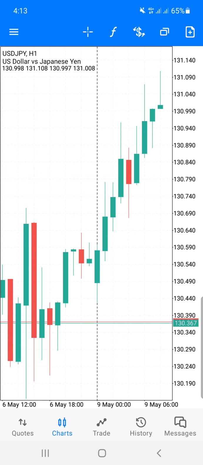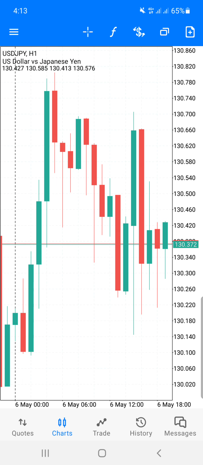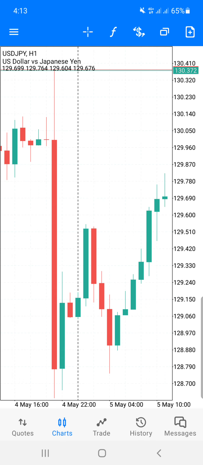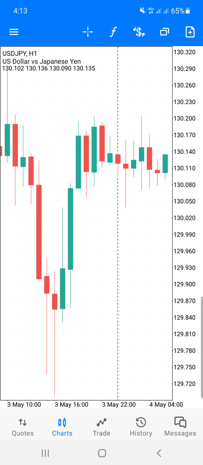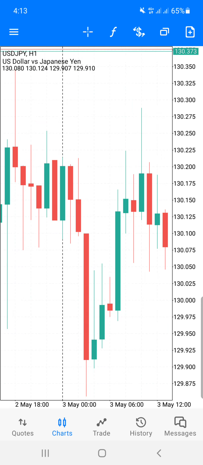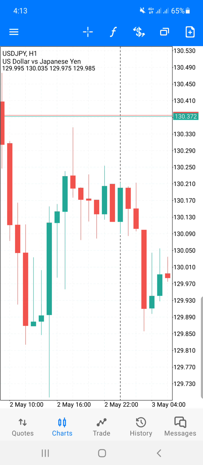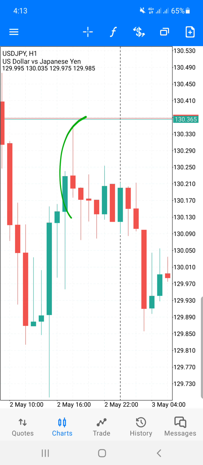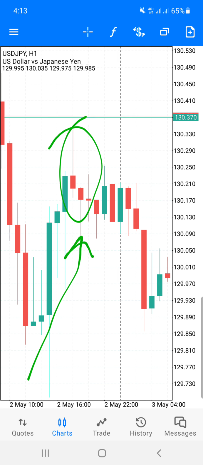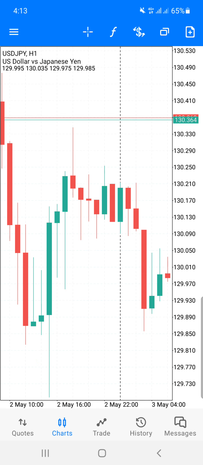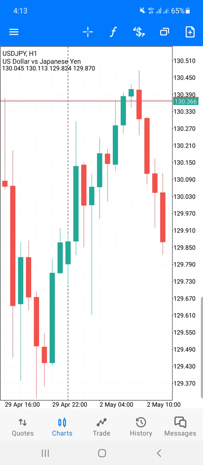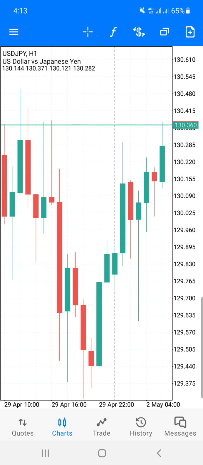Sorry, let's go back a little bit. Let me locate it. Inverted hammer. Okay, see this now. This is a shooting star, right? Reason being, it bought, formed this pattern, formed some candles, and went down. Shooting star. Let's look for inverted hammer.